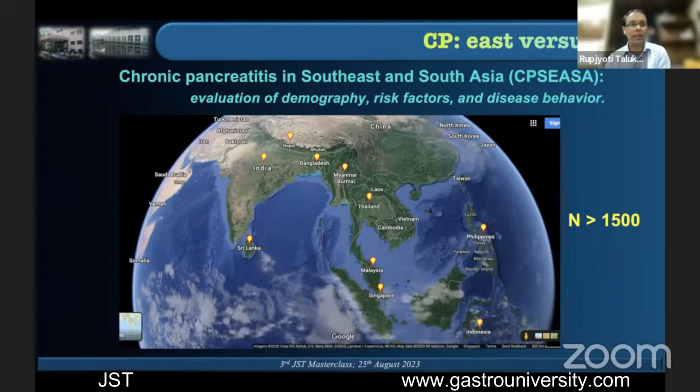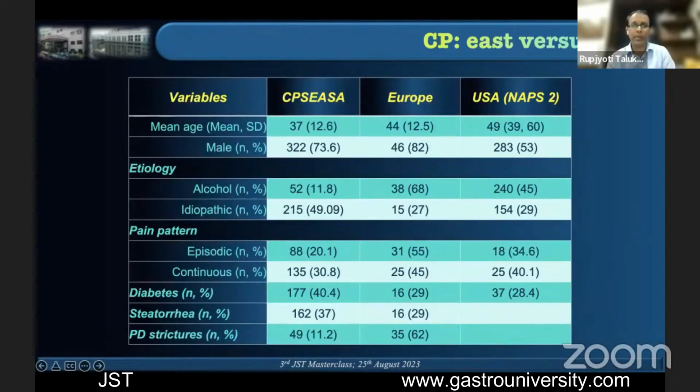Okay, I'll be fast. So based on that premise, we had started this study called the CIP-CSL chronic pancreatitis in Southeast and South Asia, where we are evaluating the demography, risk factors, and disease behavior from all these countries. So far, we have recruited 1,500 patients, and we'll be individually analyzing the data from each country and then compare it with the West. So this is just a preliminary interim analysis.